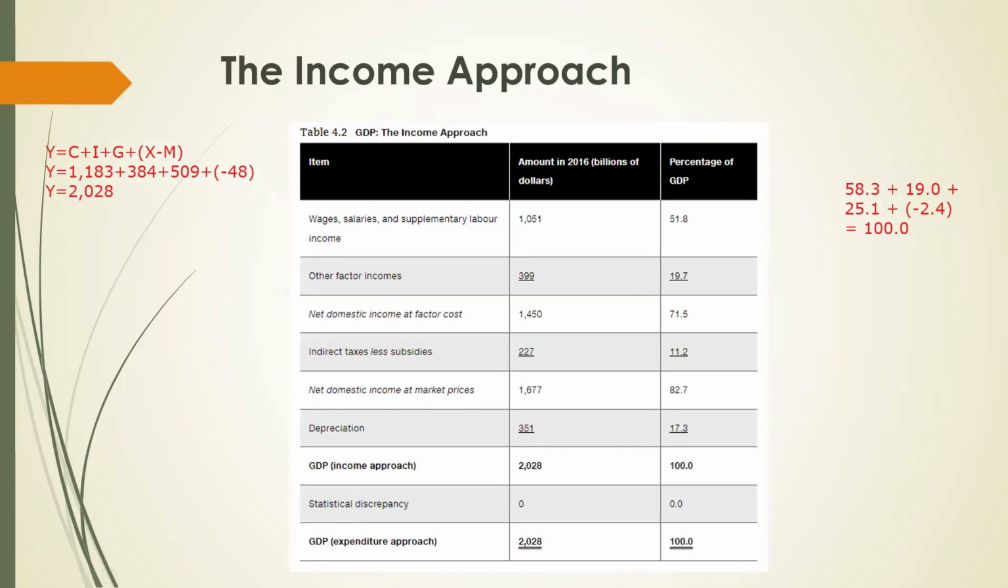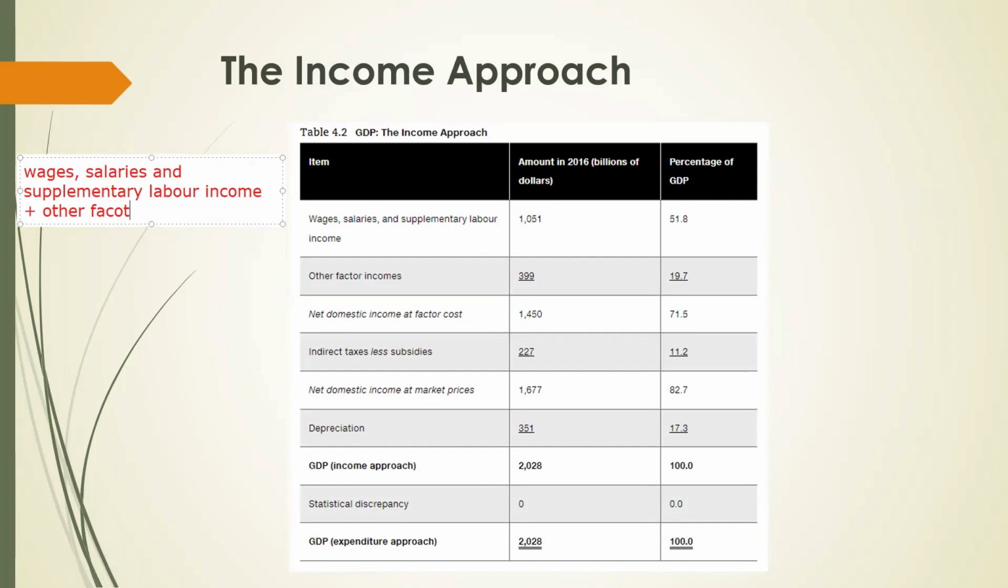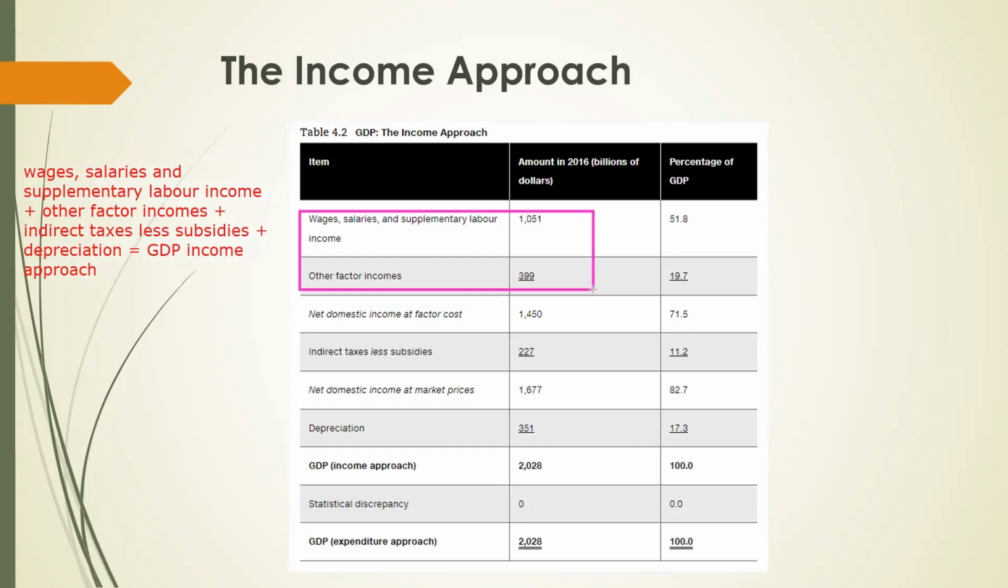With the income approach, you would have to do a lot of calculations here. You'd have to add wages, salaries, and supplementary labor income plus other factor incomes plus indirect taxes less subsidies plus depreciation, which equals GDP by the income approach. So you'd have to add up this together, then add this to what you got there, and then add this to what you got before. So you'd add all four of those things together to get GDP by the income approach.